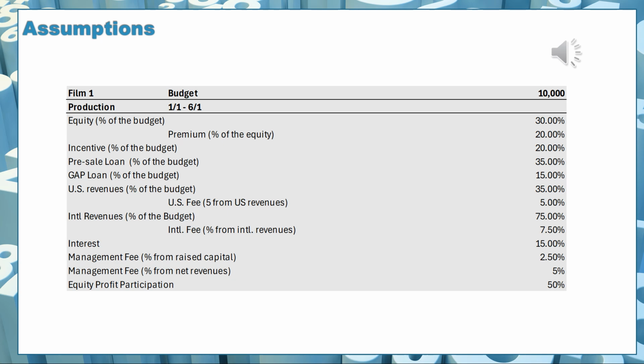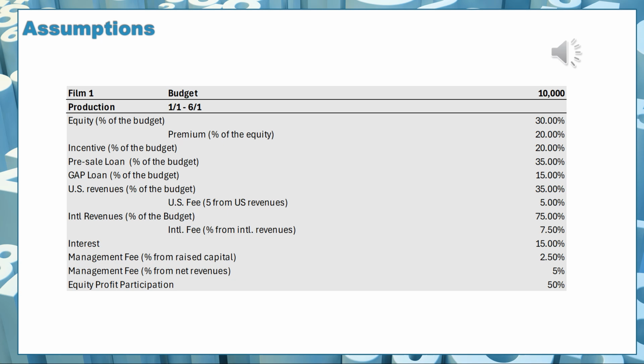Because it really is about the mechanism of the cash flow, not about these assumptions, which you can, as I said, change as you want. Now, for this first movie, the production will be starting on January 1st, and the movie will be delivered on June 1st. So that's our production time frame.